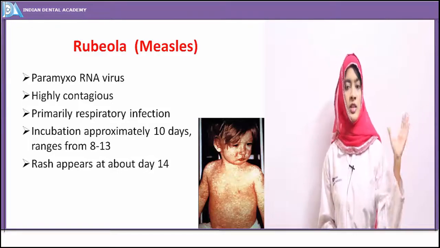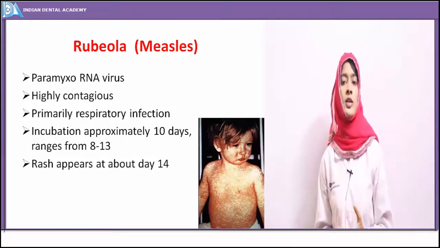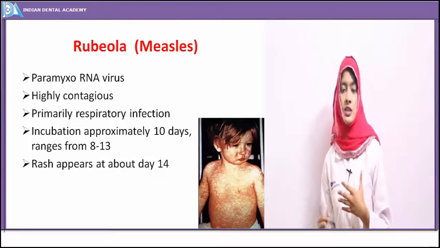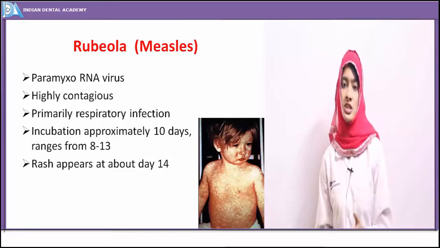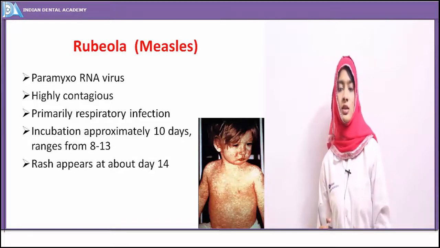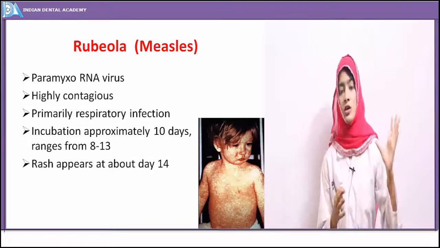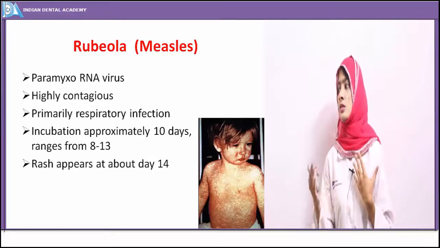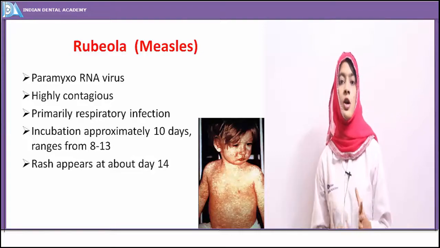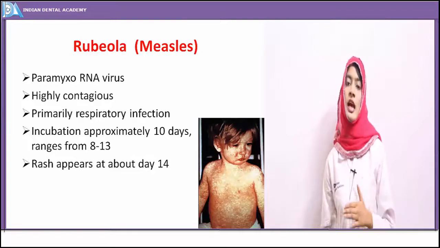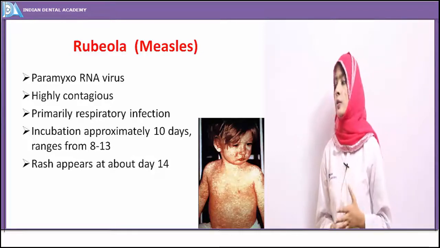That is, once the virus enters into the body, it may take about 8 to 13 days for symptoms to develop. And before even the rash develops or the cutaneous lesions develop, you can see a lot of prodromal symptoms affecting the individual. This disease, rubeola or measles, is seen in children and younger adults most commonly.